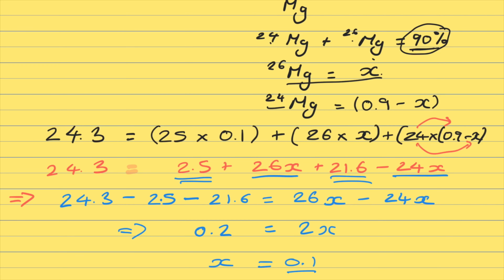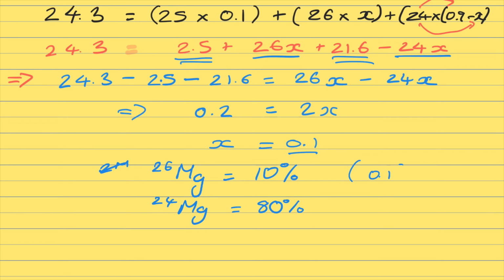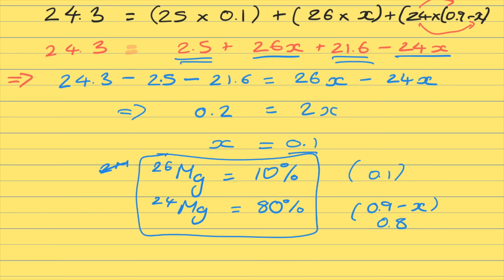So therefore, the 26 magnesium is 0.1, which is 10%, and the 24 magnesium is equal to the 0.9 minus x, which is 80%. Okay, so that is 0.1, which I've then converted into a percentage, and this is 0.9 minus x, which is 0.8, which I've then converted into a percentage. So the final answer is here.